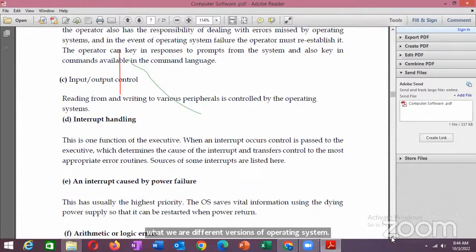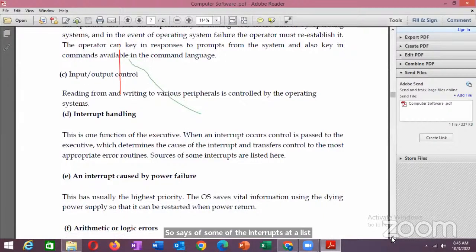So interrupt handling is another function. This is one function of the executive. When an interrupt occurs, it controls the interrupt and transfers control to the most appropriate error routine. So sources of some of the interrupts are listed below.